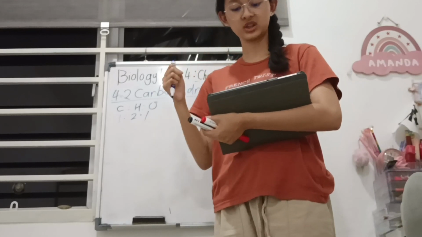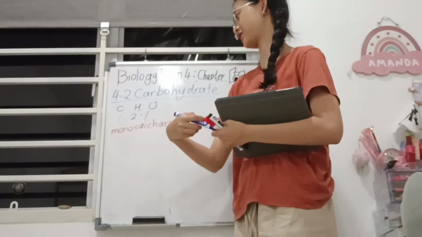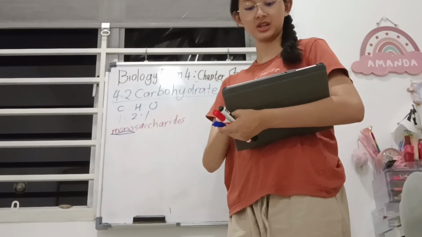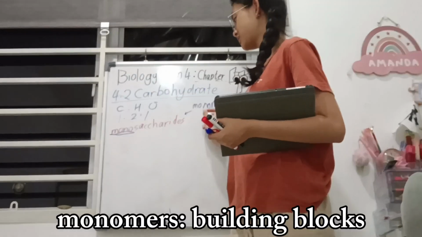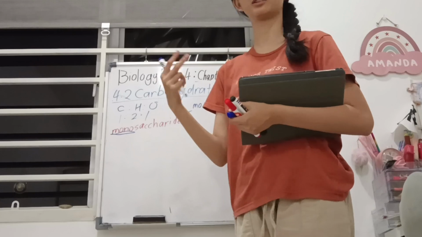So I will go into monosaccharides first. Monosaccharides, you see the word mono? Mono means one, so it has only one monomer. Monosaccharides are monomers, and monomers are building blocks, like Legos, the things that build the things we need.